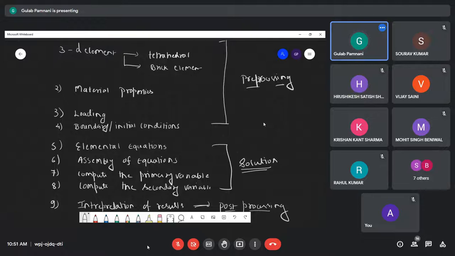So element type choosing and discretization are not two different steps. That is the same step. When you are discretizing, that means you are selecting the kind of approximation and the element type.